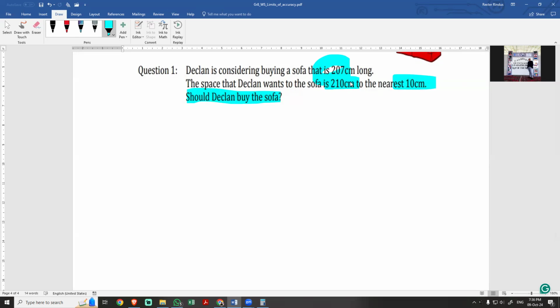So you have to look at the situation now. So this is a situational question. So the 210 to the nearest 10, so this is going to be divided by 2. So that's going to be 5. So in short, it's going to be 210 minus 5 and 210 plus 5. So the lower bound is 205 and 215.